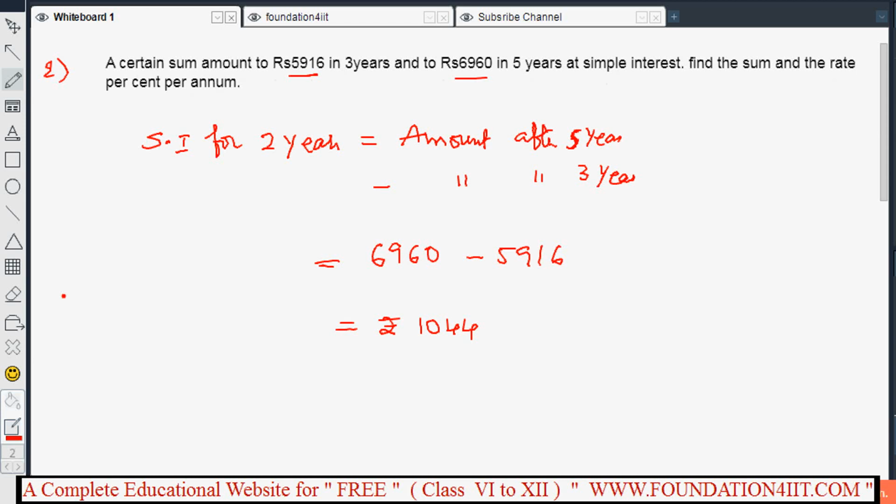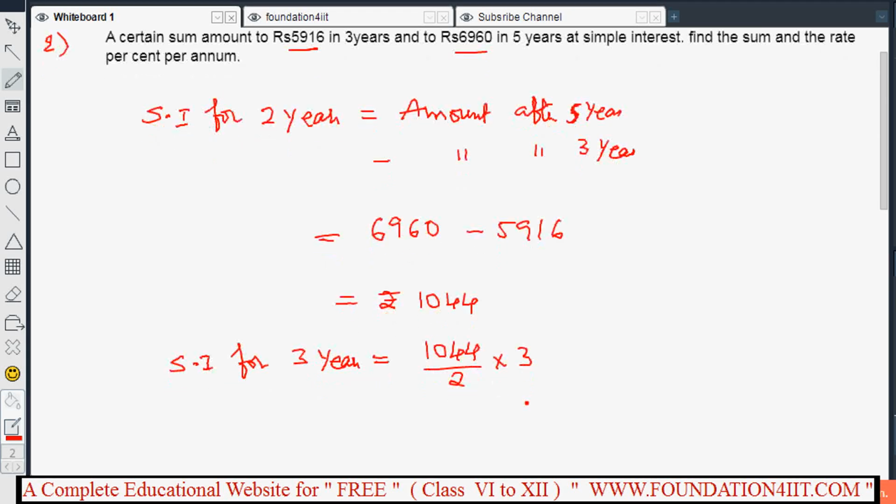Now interest for 1 year means half of that. Actually we know the amount of 3 years, so simple interest for 3 years: 1044 is simple interest for 2 years, divide by 2 is 1 year, again into 3, that is for 3 years. Now by cancellation, 522 into 3. So simple interest for 3 years is 1566 rupees. Now we have the simple interest for 3 years and the amount after 3 years also. Then we can find out the principal from these both.